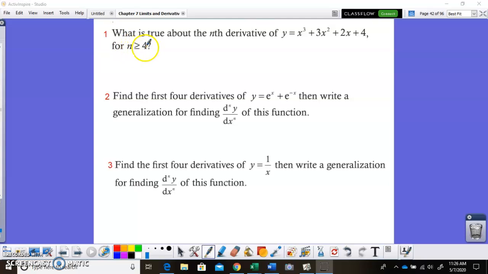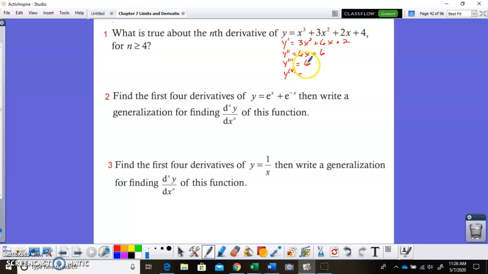So let's go ahead and find out what the fourth and fifth and sixth derivative is and see what happens. This isn't too bad because we're talking about the power rule. So the first derivative is going to be 3x squared plus 6x plus 2. The second derivative is going to be 6x plus 6. The third derivative is going to be 6. What happens when we get to the fourth derivative? And this is what it was asking about.